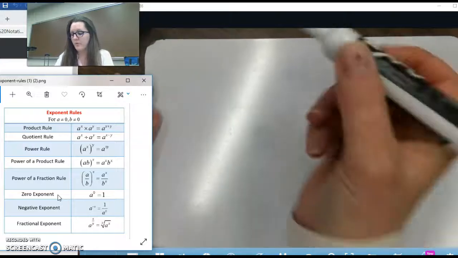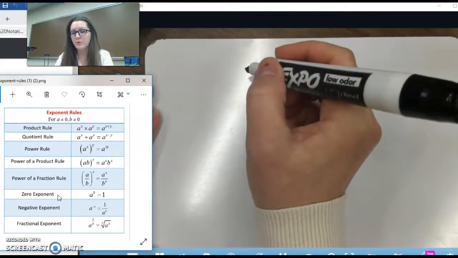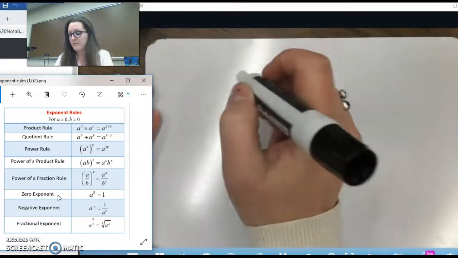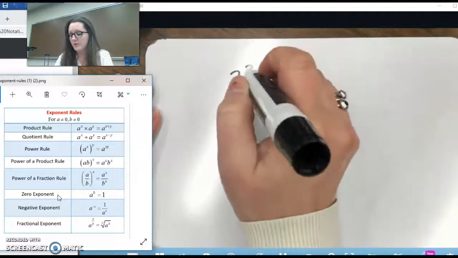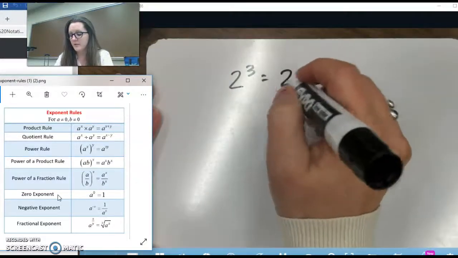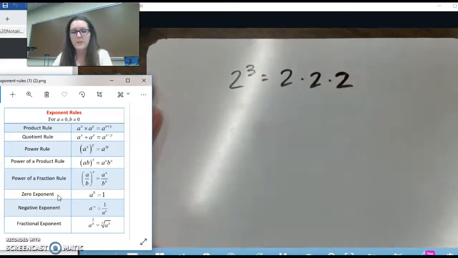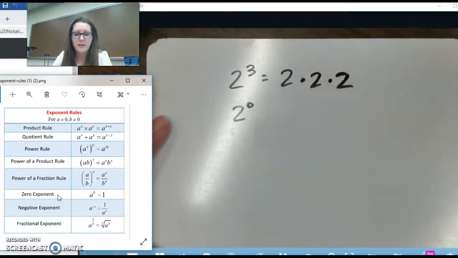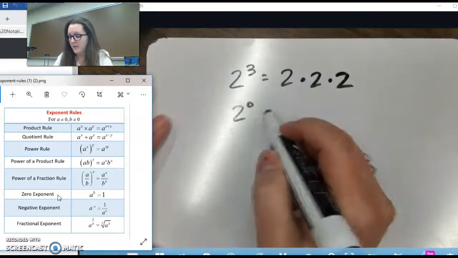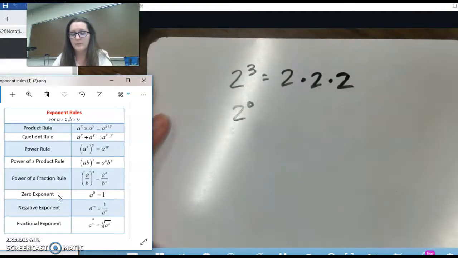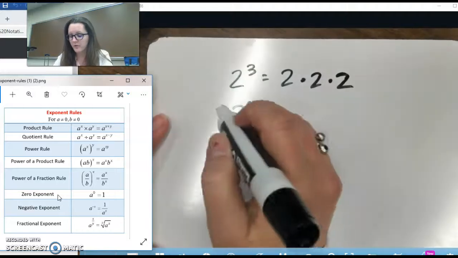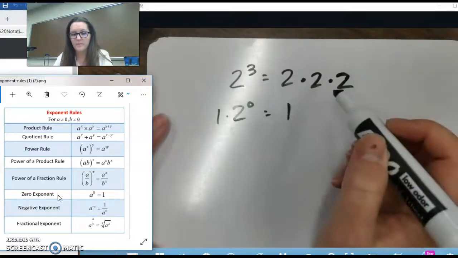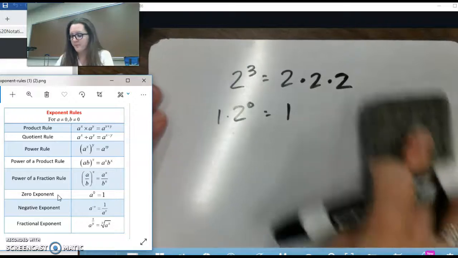If I think about numbers being multiplied together, that's what an exponent is, right? If I say 2 to the third, I know that means 2 is being multiplied 3 times. The exponent is a quick way to show how many times that piece is being multiplied. So if I have 2 to the 0, then 2 is not being multiplied any times, so I have to think about the coefficient in front of 2, which is 1. So my answer is always 1. Anything raised to the 0 power is always 1.